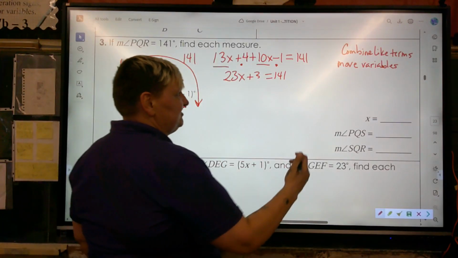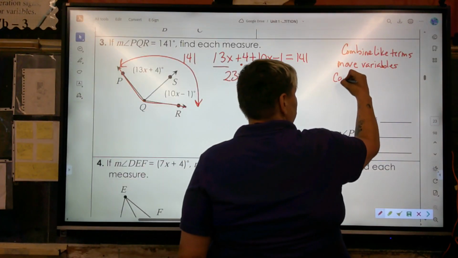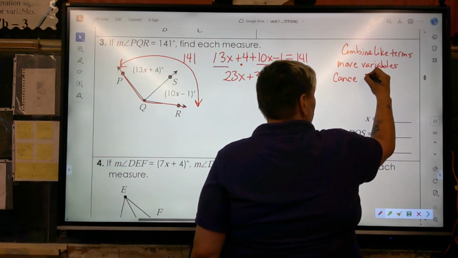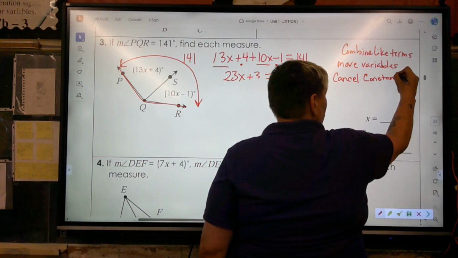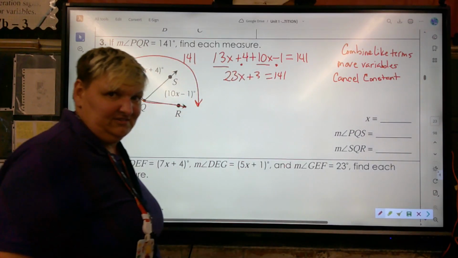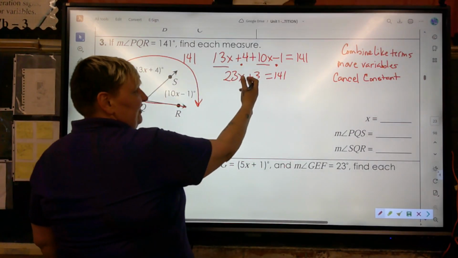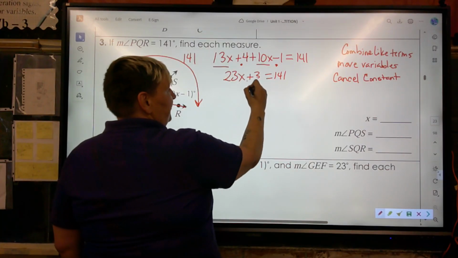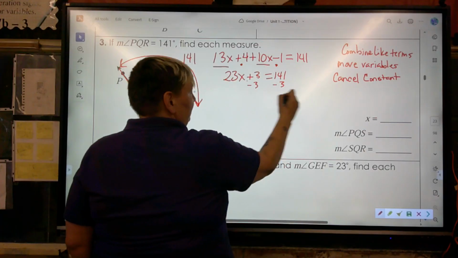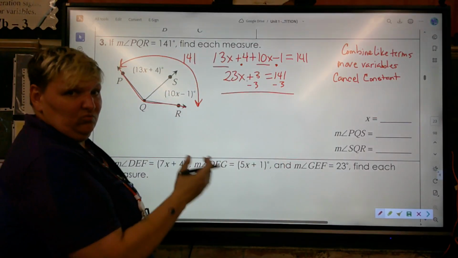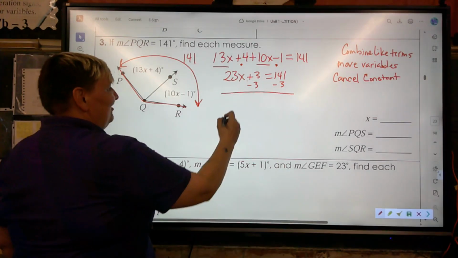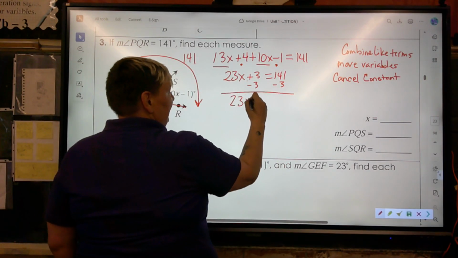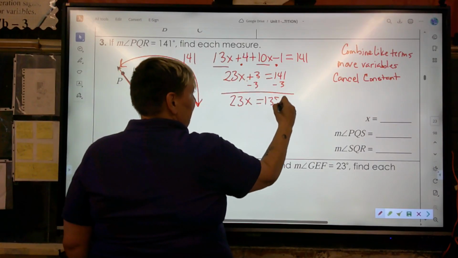So we can go straight to the next step, which is cancel the constant using inverse property. Inverse property means the opposite. Right now, it's a plus 3. The opposite would be to subtract 3. We do it to both sides. Whatever you do to one side of the equation, you have to do to the other to keep it balanced and fair. All right? So now we have 23x equals 138.